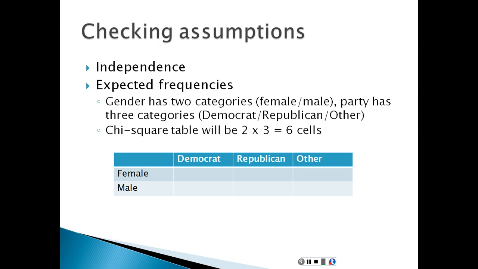Now let's look at expected frequencies. Remember I said that there has to be a minimum of 5 in each cell. So let's look at this. Gender has 2 categories, female and male. Party has 3 categories. So the chi-square table that is created here would be a 2 by 3. So there's a total of 6 cells in this particular table.